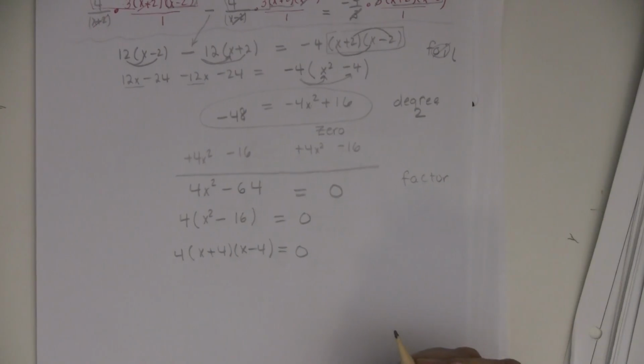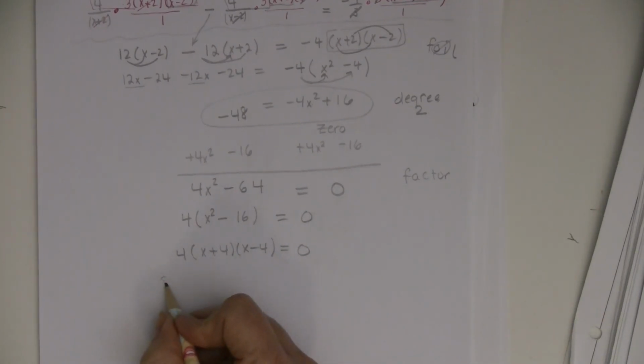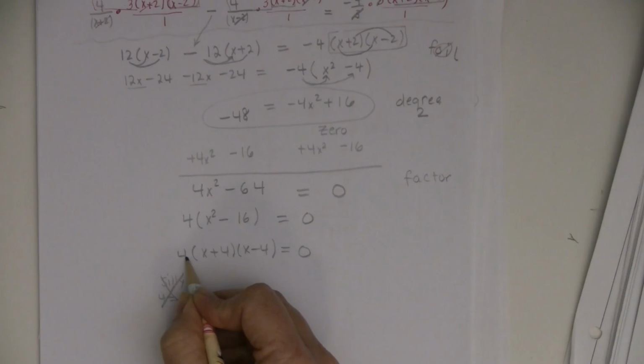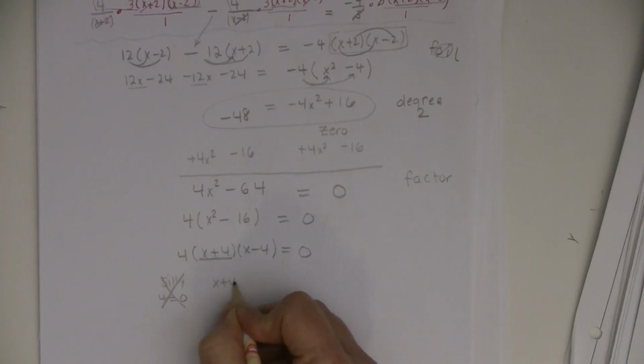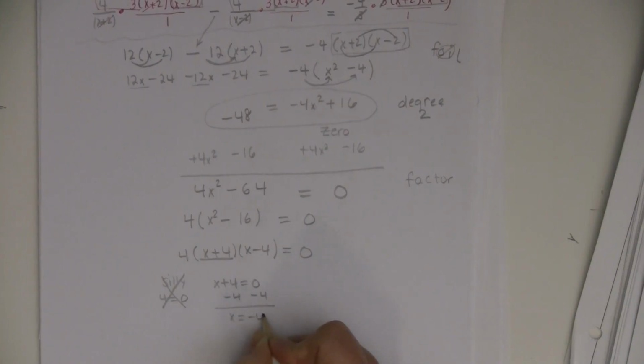And so now what I want to do is set the pieces equal to 0 and solve. So it's silly to set 4 equal to 0 because 4 never equals 0. So really that gets ignored. But here's where things could change because it's a variable. X plus 4 could equal 0. That's when we're at negative 4, right? X is negative 4 is our answer.